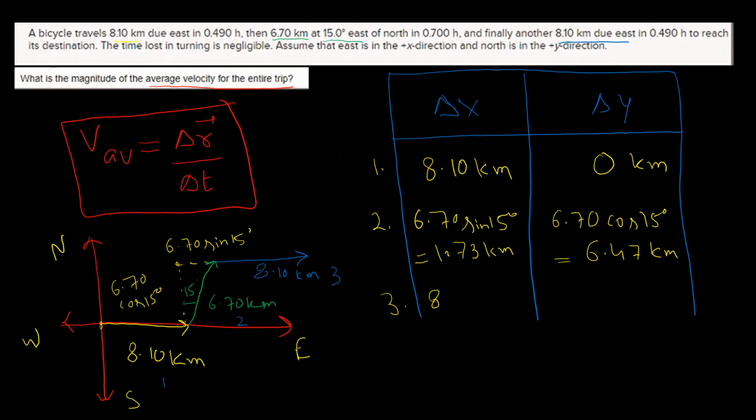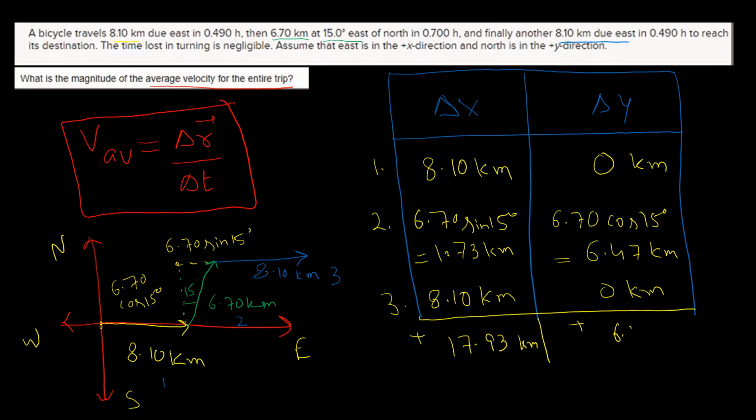And the third part is again the motion only along the x-axis. So this is again 8.10 kilometers, and the y component is just 0. So now we can find our total x component and the total y component. Just add these three and add these three. By adding these three, we will get 17.93 kilometers here, and 6.47 kilometers here. So this is the total delta x and this is the total delta y.